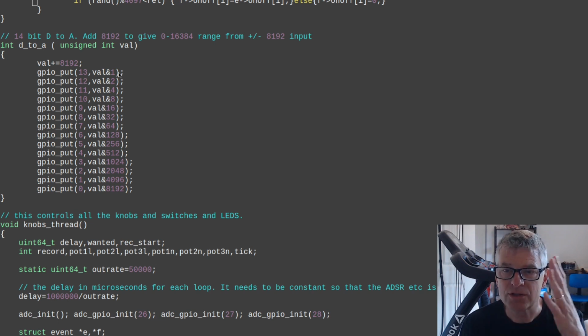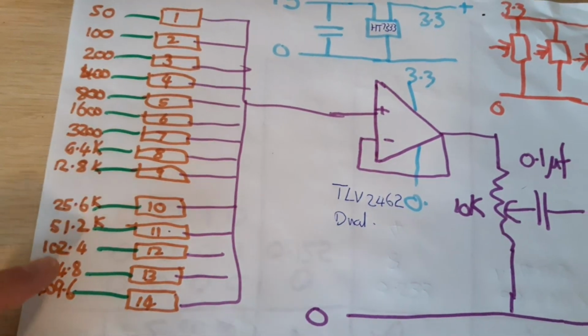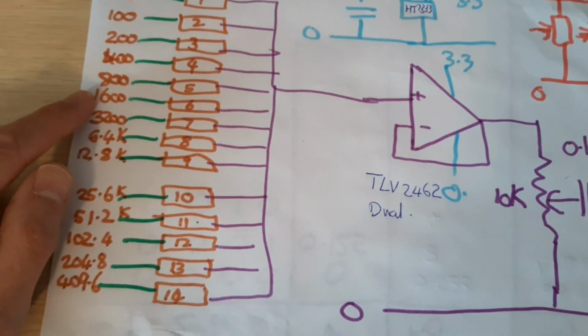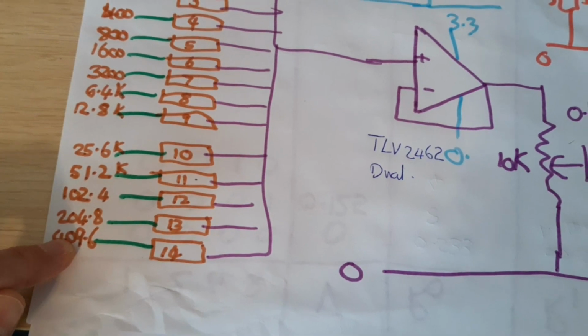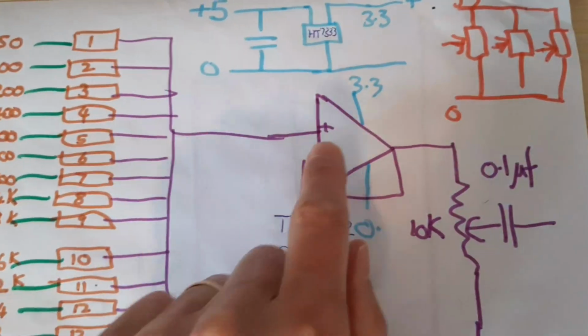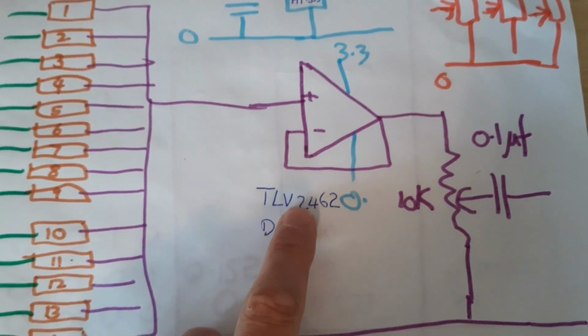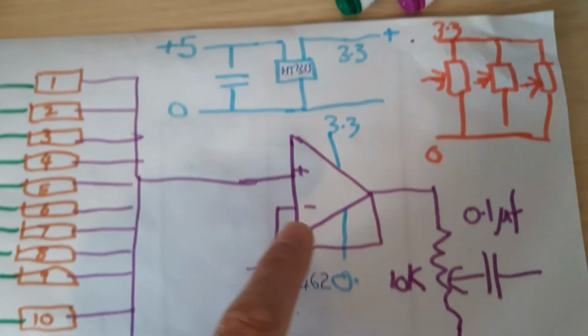All I have to do is call this function D2A with a value, and that will create that voltage value that we want. A little look at the final circuit diagram. So these are our resistors that you saw. They go from 50 ohms, 100, 200, 400, 800, 1.6K, all the way down to 409.6K, which gives us our 14 bits. They all join to a single point, which goes into the plus of the op-amp. It's a TLV2462. It's a Texas rail-to-rail op-amp.